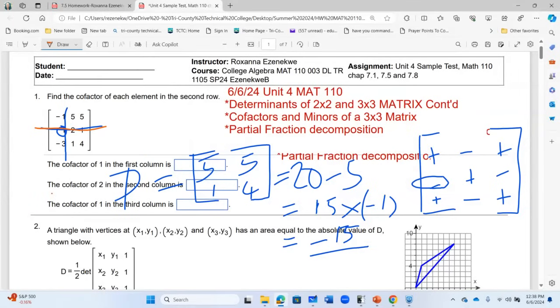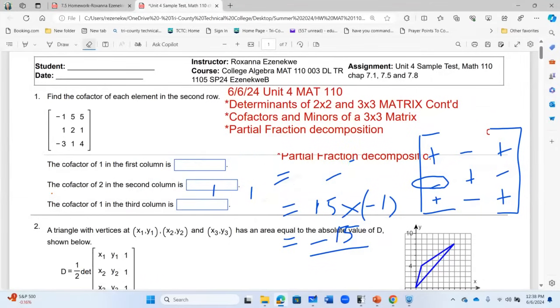1 in column 1 is negative 15. All right, so let's also find the cofactor of 2 in the second column. It's the same method. So I want to find the cofactor of 2 in the second column. Okay, so where is that 2? I have to make sure I know where it is so I can apply the correct sign.